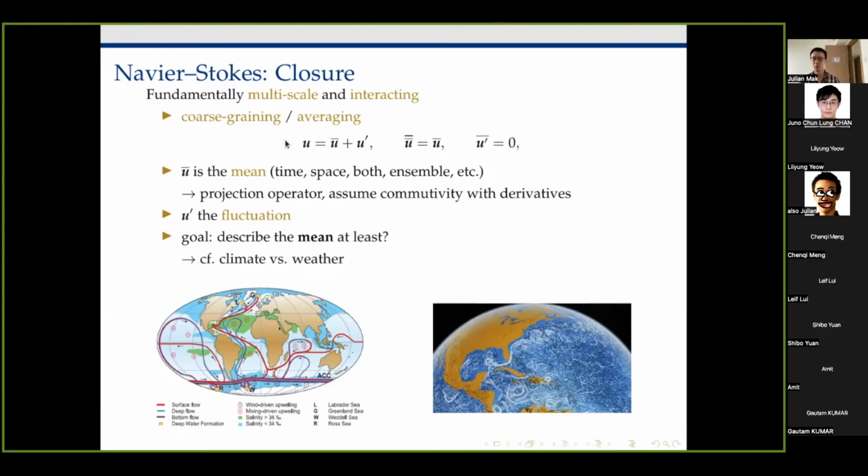This is related to what's called the closure problem. What you want to do is split out a large scale and a small scale part, average out the small scale part, and get a description of the large scale from the fluctuations or correlations of the small scales. In the climate analogy, what you are essentially doing is averaging the weather to get a description of the climate. So bear that analogy in mind.